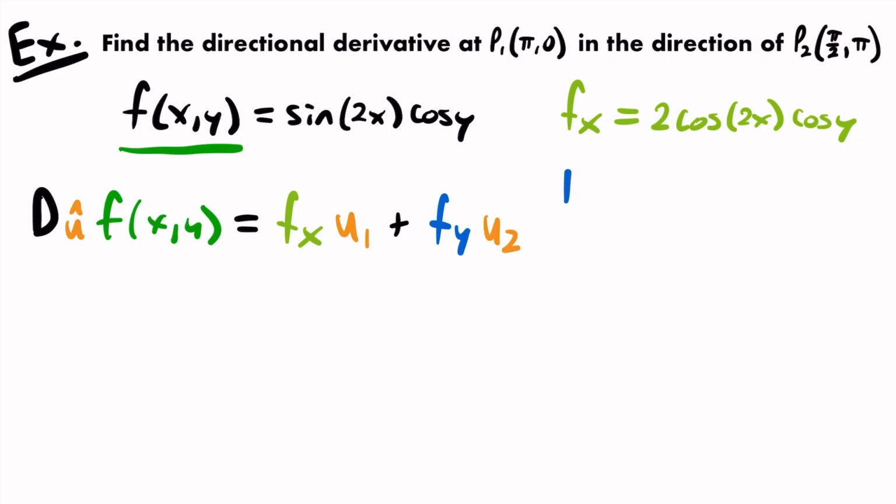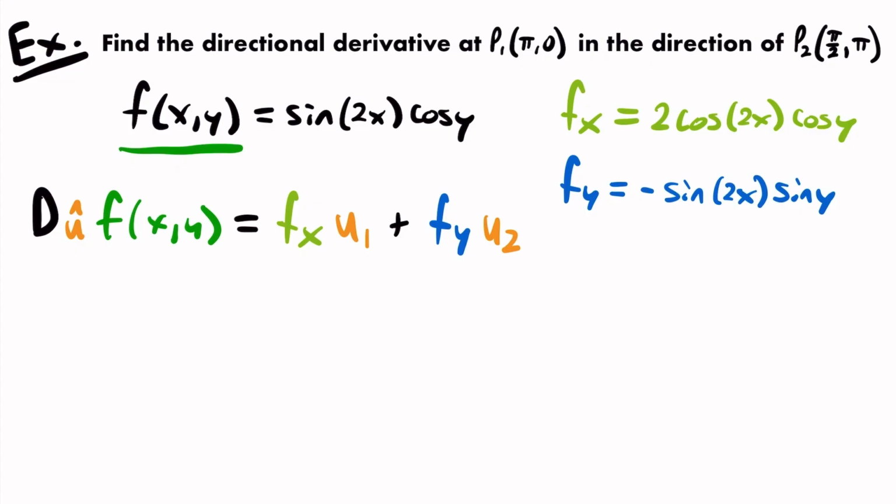But then what about fy, the partial derivative with respect to y? Well, in this case, sine of 2x would just be a constant, or the coefficient of cosine y, because we're treating x as a constant now. So just take the derivative of cosine y. And the derivative of cosine is negative sine, so I'll put the negative out front, and we'll have negative sine of 2x times sine of y. Okay, and so those are the partial derivatives.